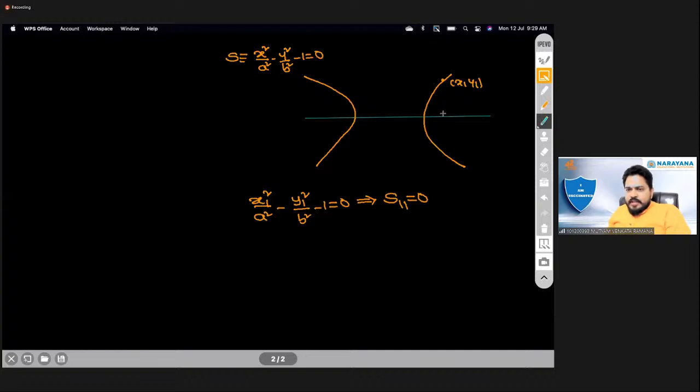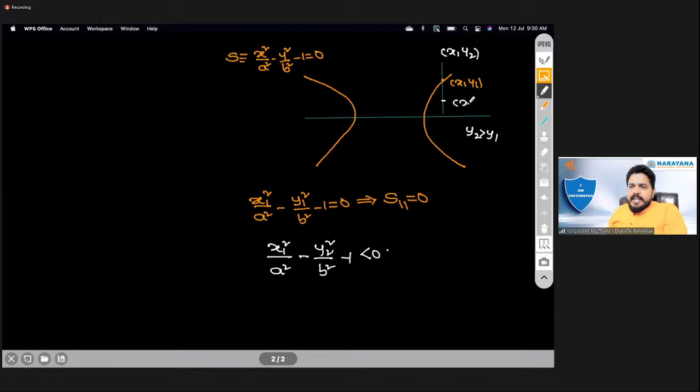Now if I extend this one, for example, this is x1, y1. This is like x1, y2. So clearly your y2 is greater than y1. So what is this? If you write here x1 square by a square minus y2 square by b square minus 1, I'm subtracting more values, so this will be less than 0.